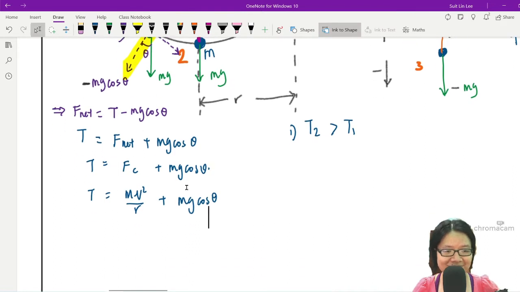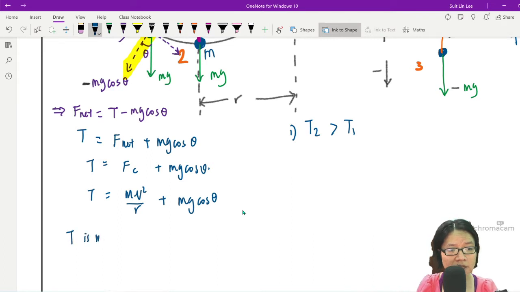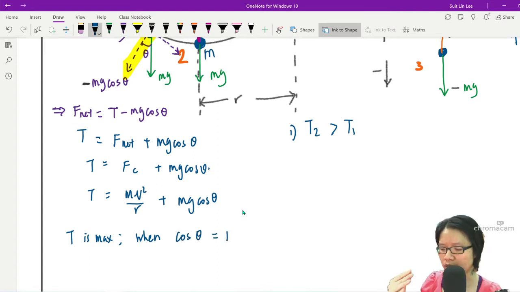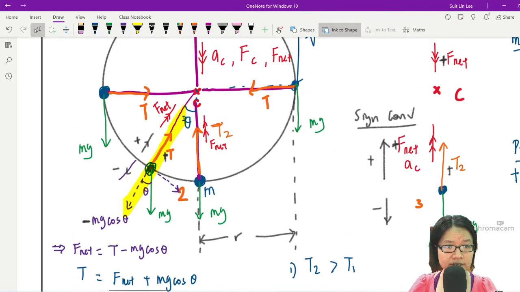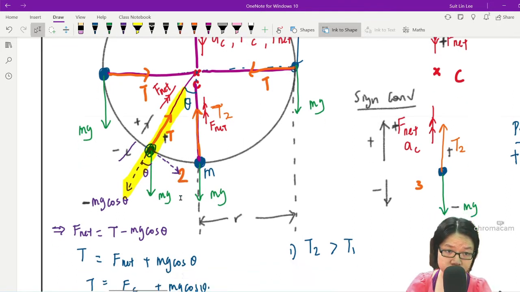My friend, when is this value maximum? T is maximum if, let's say you know a bit of trigo, when cos theta is equal to 1, because cos theta is all values between -1 to +1. So when cos theta equals 1, this means theta is equal to 0 degrees. When theta is 0, you look back at this diagram, it means that we are at position 2.